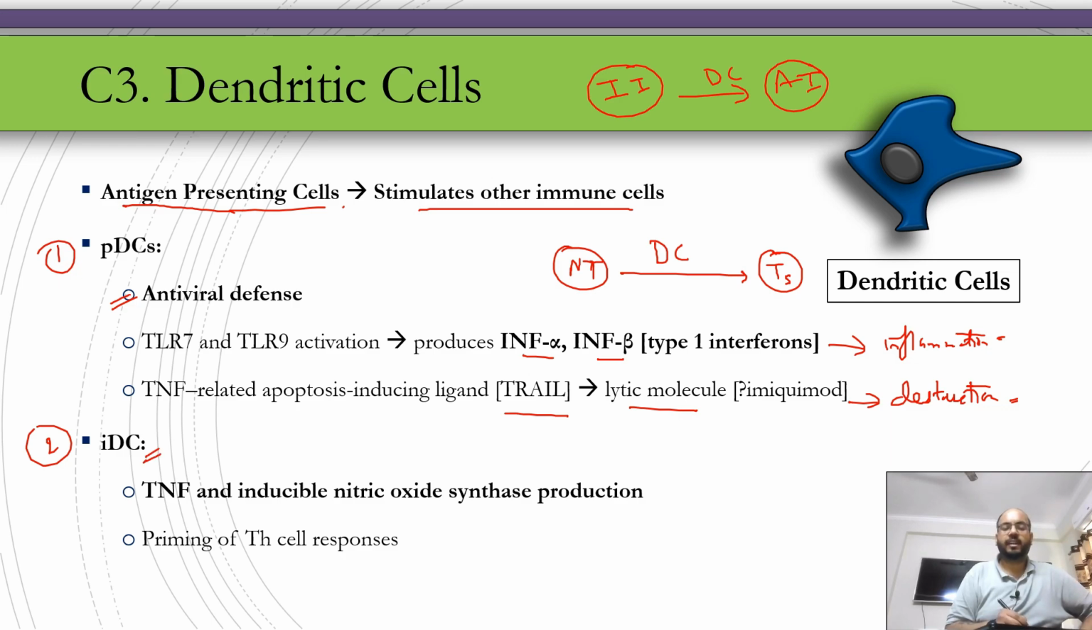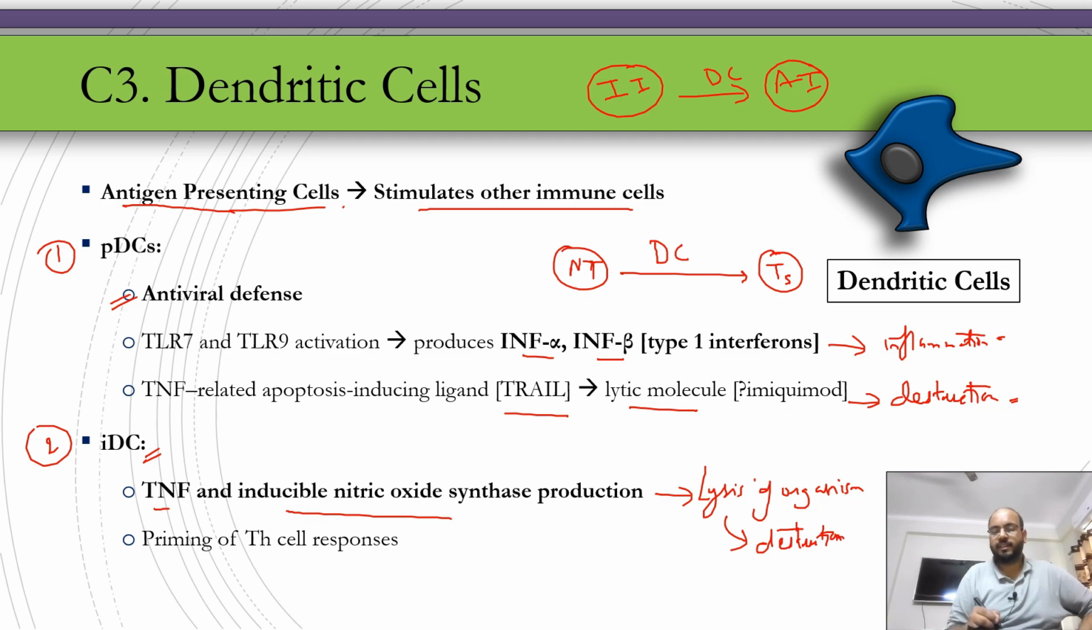While inflammatory dendritic cells produce chemicals like TNF alpha and inducible nitric oxide synthase, this is responsible for lysis of organisms. Let me write it again. Lysis of organisms. Again, destruction. Inflammatory dendritic cells, inflammation and destruction, both is going to happen. And priming of T cell responses. By priming, we mean sensitization. So this will lead to inflammation, more inflammation. So inflammatory dendritic cells will stimulate more inflammation. It will form more destruction.